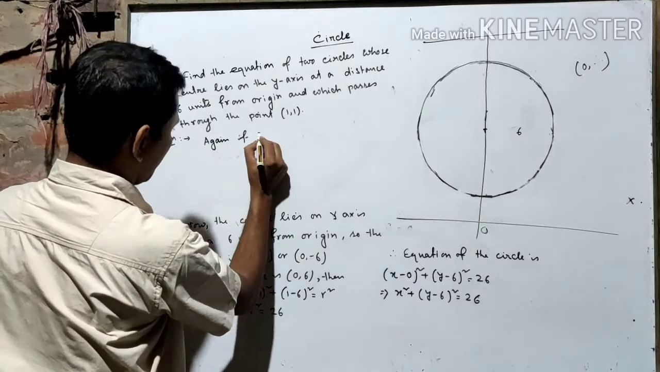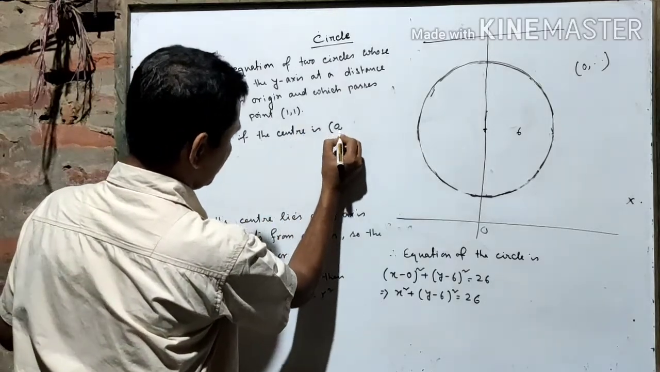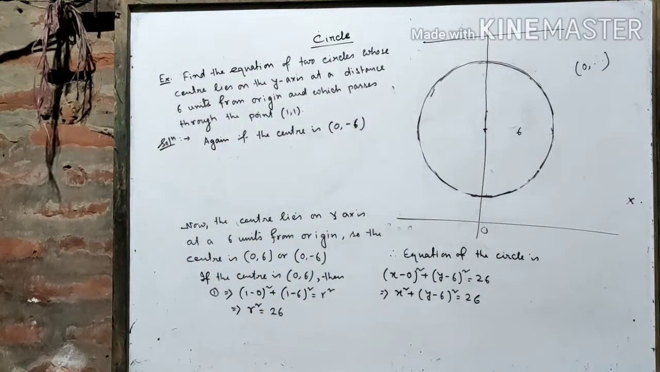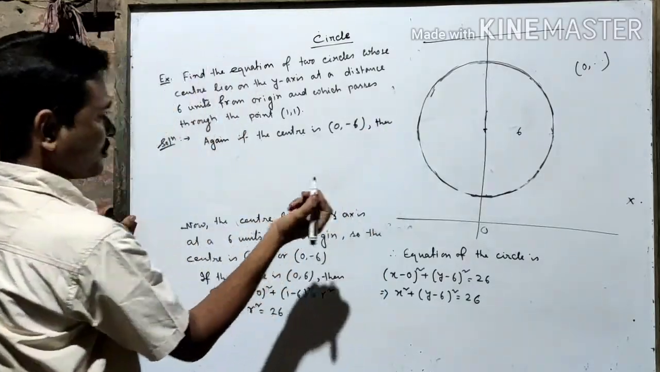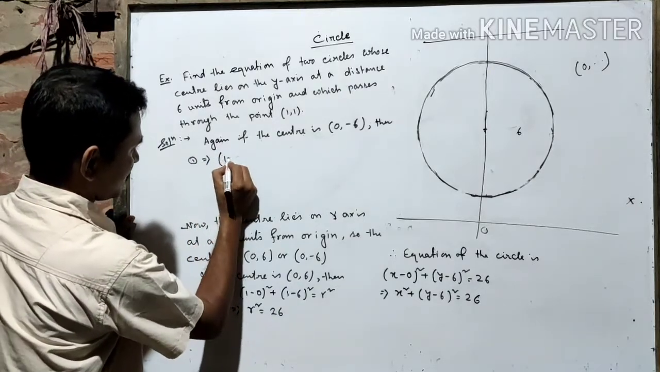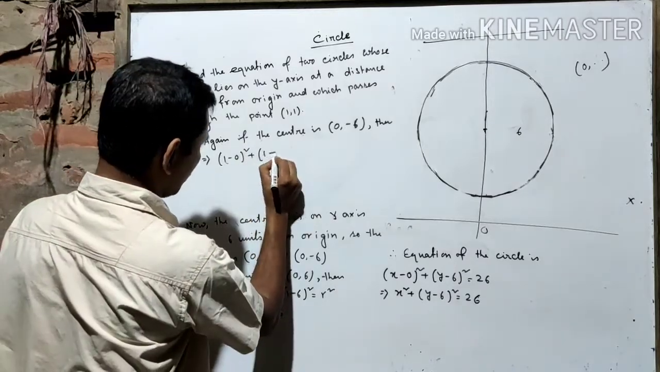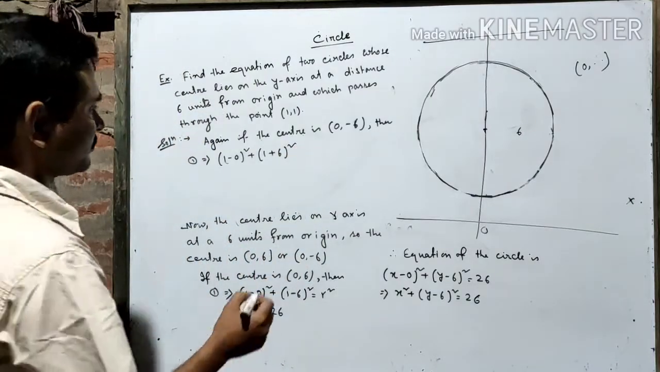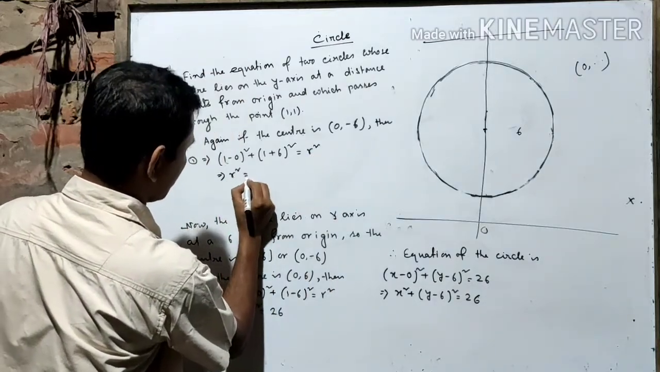Again, if the center is (0, -6), then h is equal to 0, k is equal to -6. (1, 1) implies (1 minus 0) whole square plus (1 plus 6) whole square, minus minus will be plus, is equal to r square. This implies r square is equal to 50.